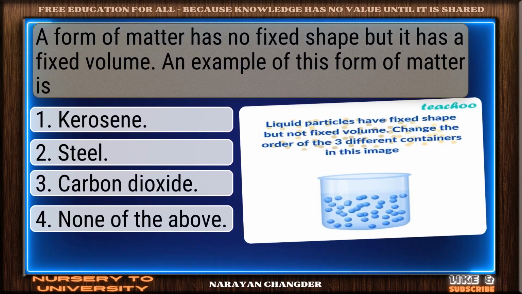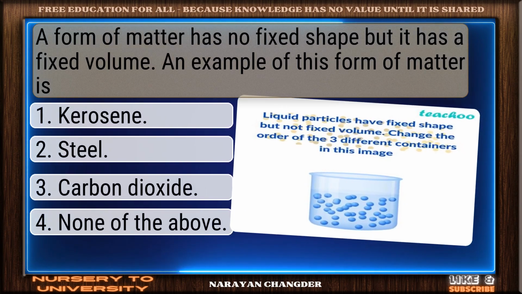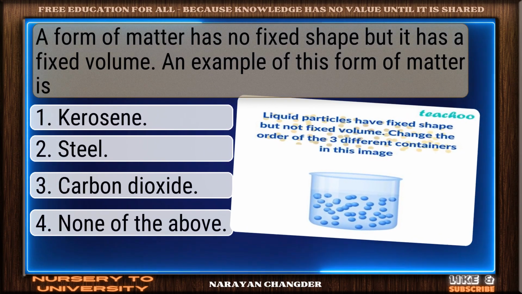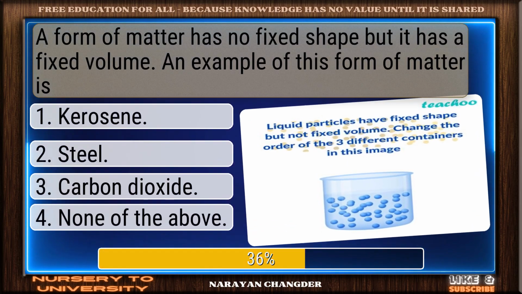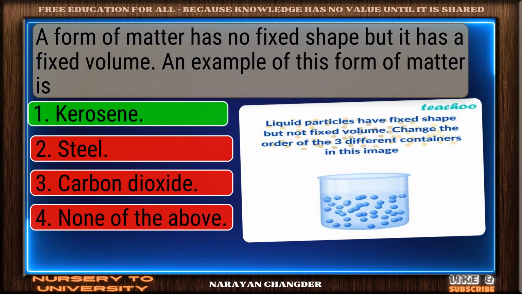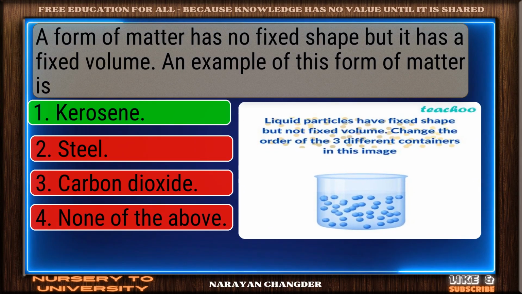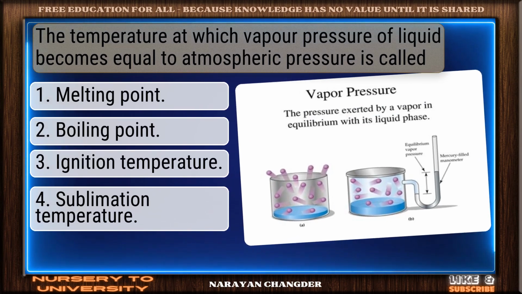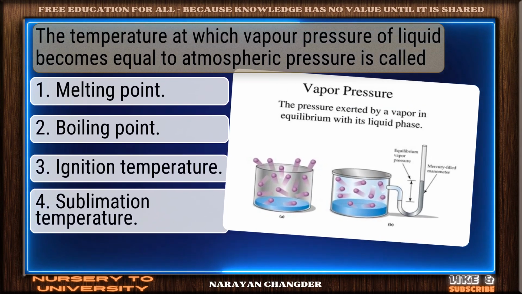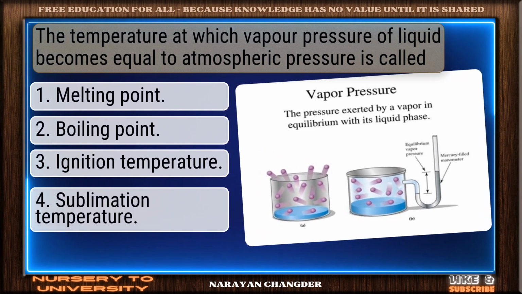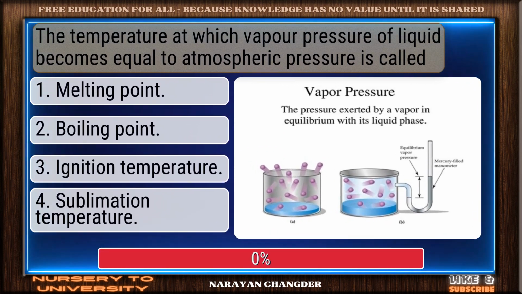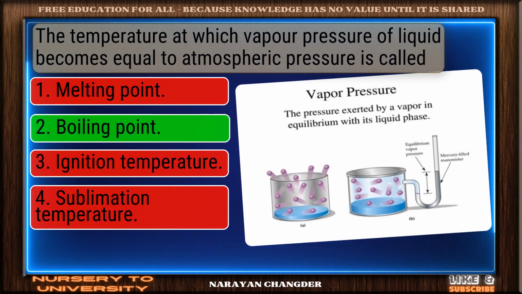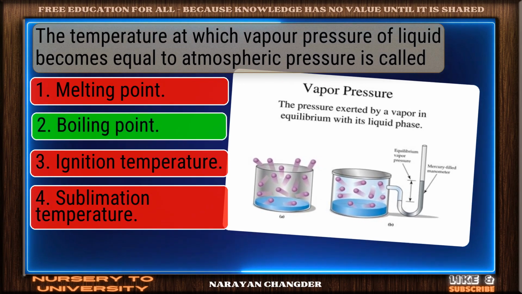Question number 11. A form of matter has no fixed shape, but it has a fixed volume. An example of this form of matter is? Smart pick. Kerosene is the correct choice. Question number 12. The temperature at which vapor pressure of a liquid becomes equal to atmospheric pressure is called? You got it. Your choice, boiling point, is right.